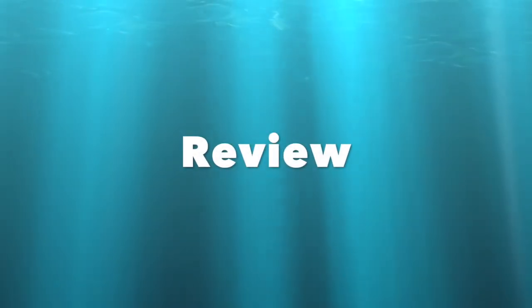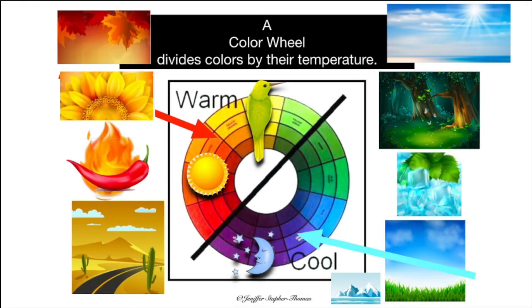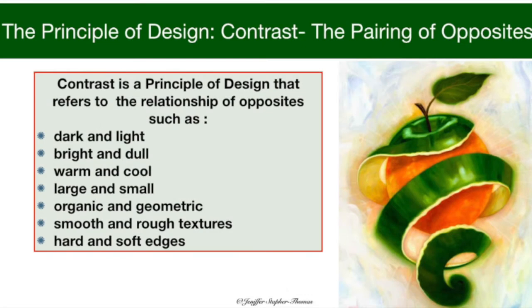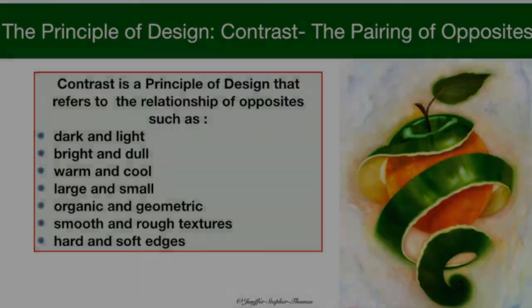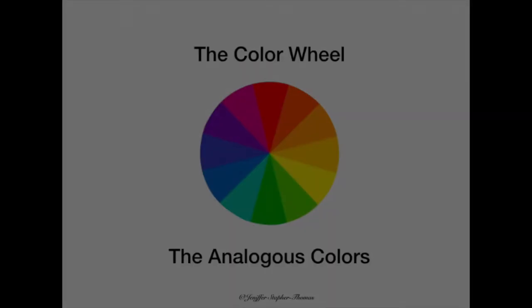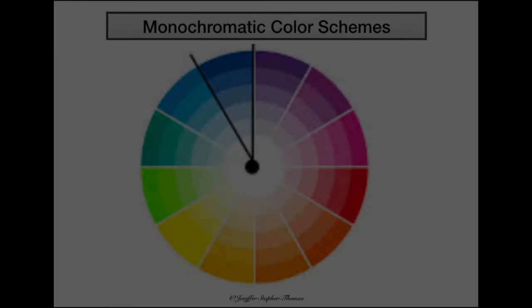We have covered so much information, it's incredible. Let's review. We learned about the color temperatures and how colors are relative. And we learned about the principle of design called contrast. And we learned about analogous colors. And we're going to learn about monochromatic color schemes. And they're very easy too.